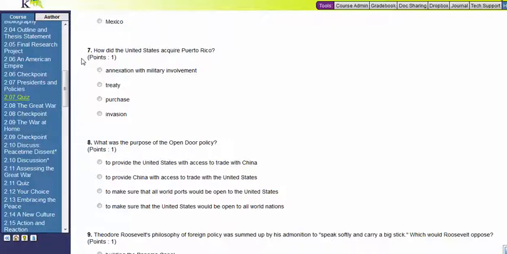What was the purpose of the open door policy? To provide the United States with access to trade with China, to provide China with access to trade with the United States, to make sure that all world ports would be open to the United States, or the last option, to make sure that the United States would be open to all world nations.